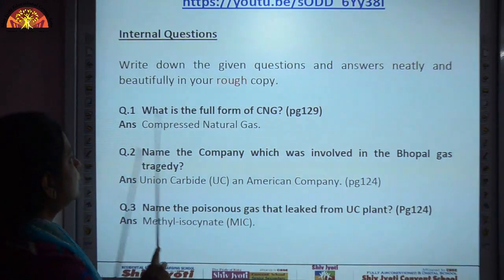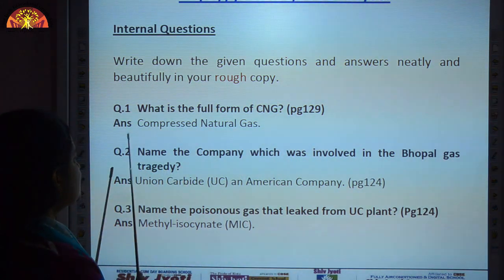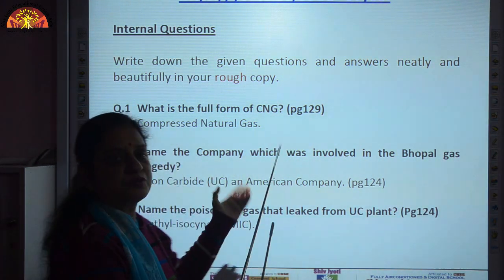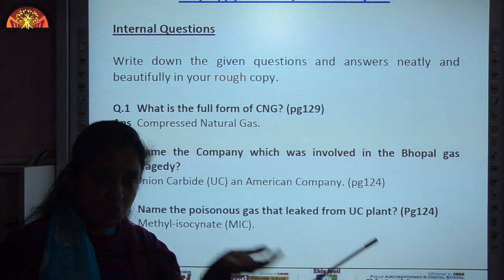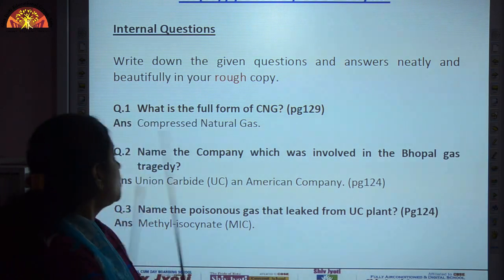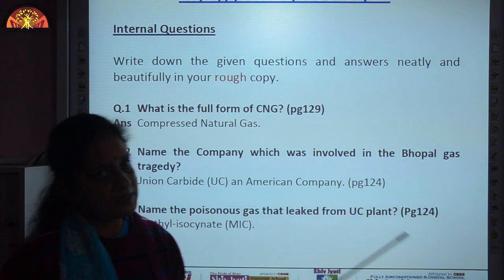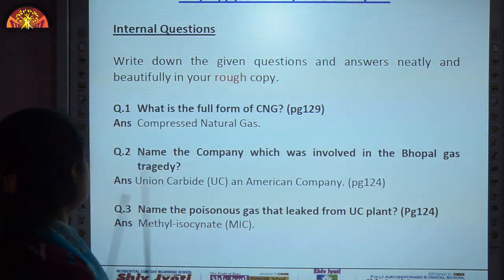Question number 1. What is the full form of CNG? Students, the full form of CNG is compressed natural gas. The Supreme Court passed the order to switch from diesel to compressed natural gas, which is less polluting in comparison to diesel. This order was passed by the Supreme Court.